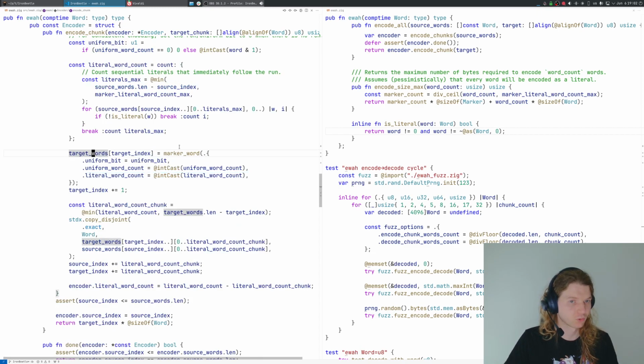So we store this control word, and then again, as I said, uniform words are not stored, and the literal words are stored literally, so we just memcopy.